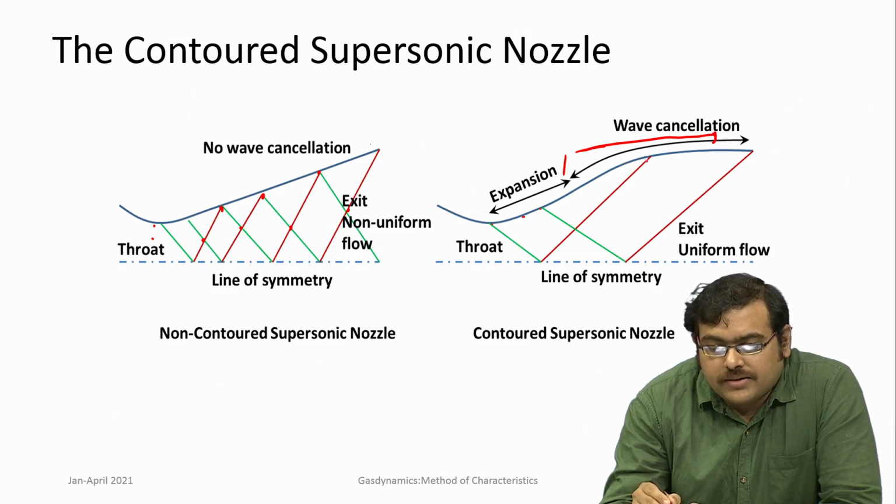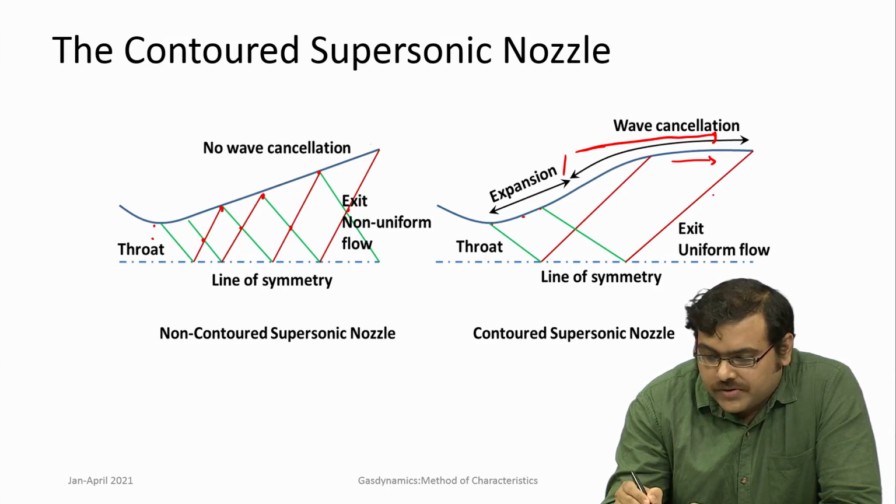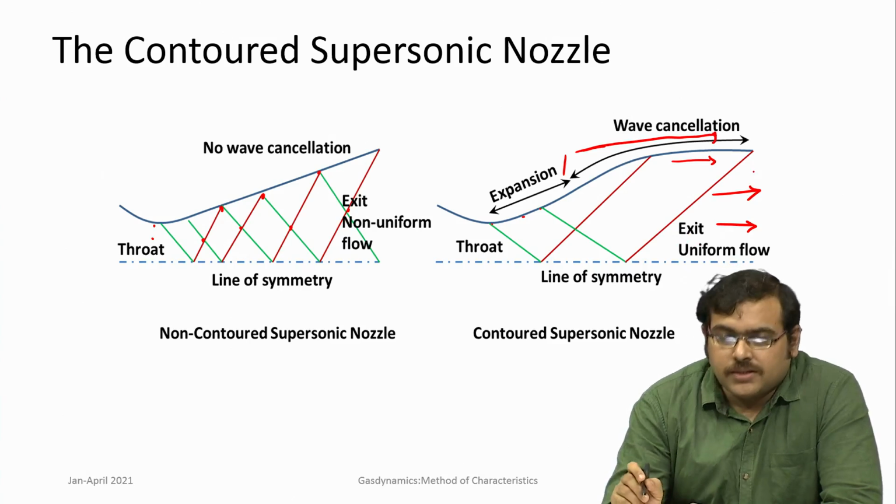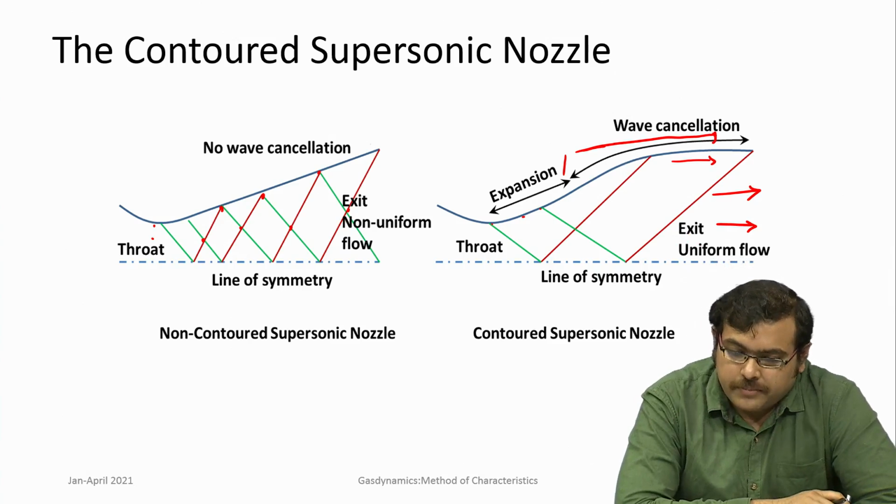And once that kind of a contour is achieved, after each such subsequent interaction with the wall, the flow always continues to be uniform with respect to the x direction. So, at the exit you get a uniform flow of constant Mach number. Okay. So, this is done.